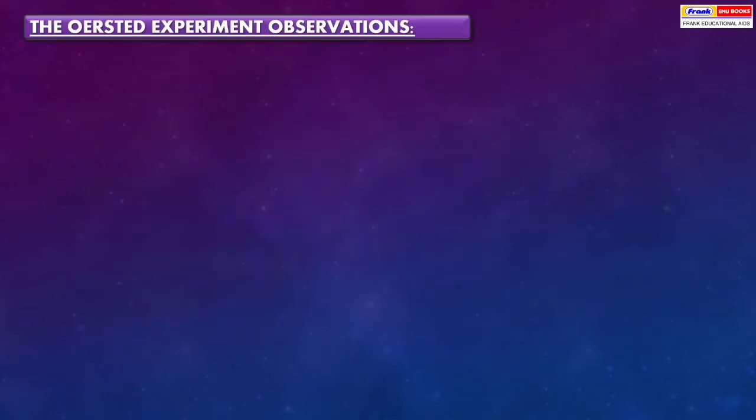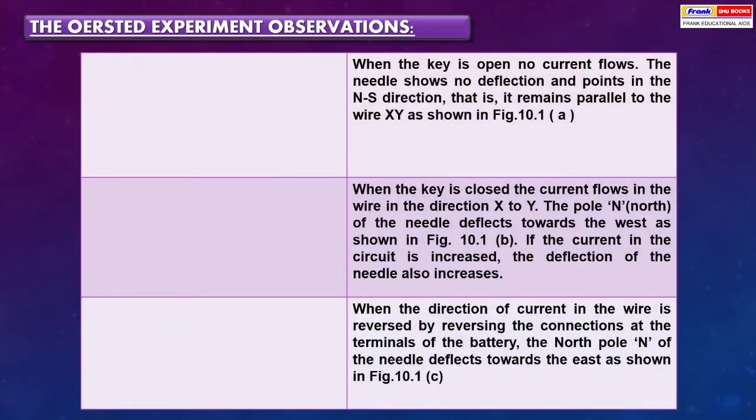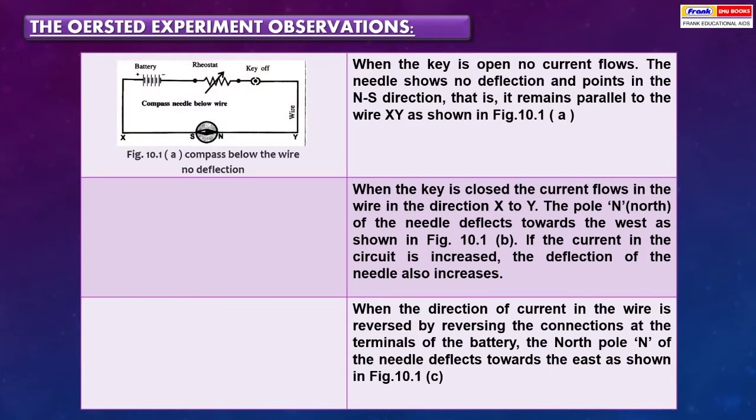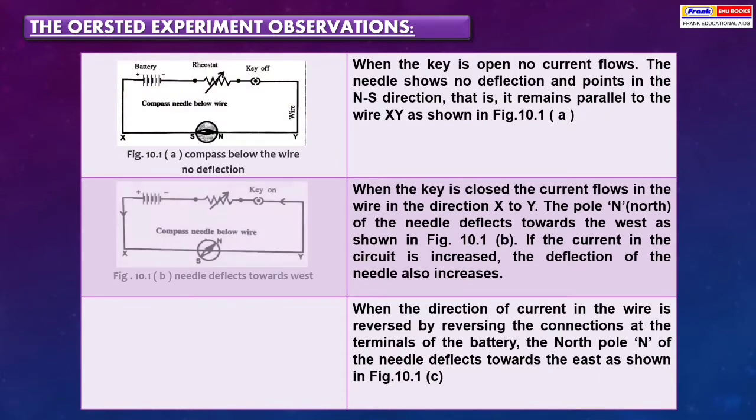The Oersted experiment observations. When the key is open, no current flows. The needle shows no deflection and points in the north-south direction, that is, it remains parallel to wire XY as shown in the figure. When the key is closed, the current flows in the wire in the direction X to Y. The north pole of the needle deflects towards the west as shown in the figure.